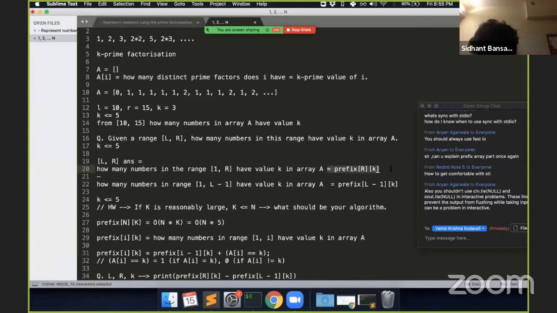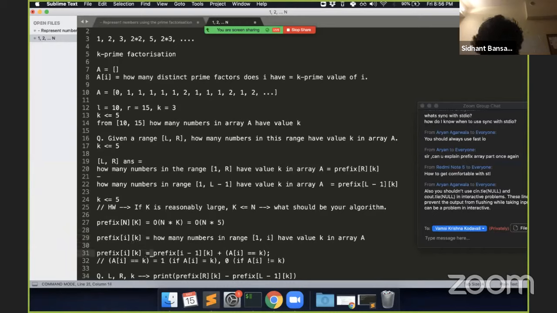So this thing is also a prefix and this thing is also a prefix. So how do I define these prefixes? That's how I define them. I say prefix ik stores how many numbers in the range 1 to i have value k. And because k is small, our second dimension is not going to be that big. We only care about k less than or equal to 5, so our second dimension is at most size 5.